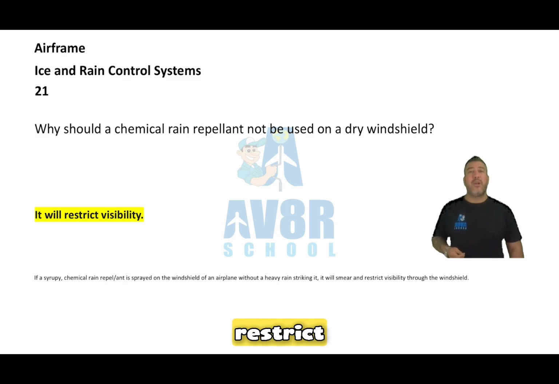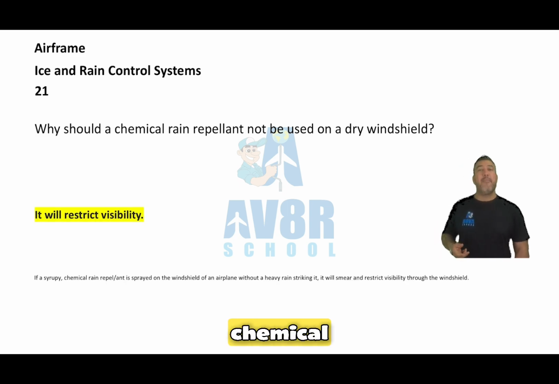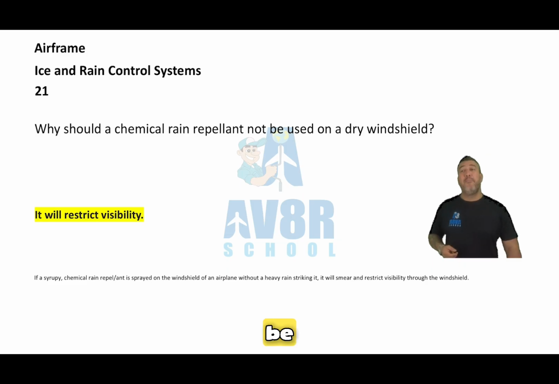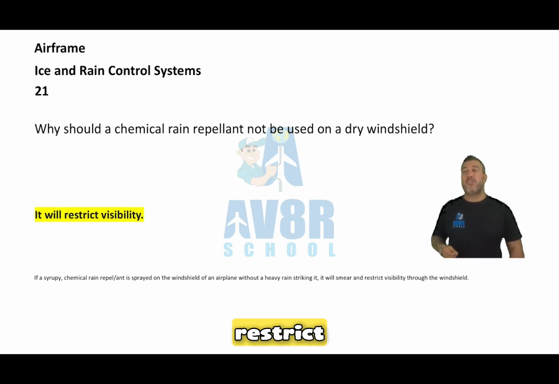Number 21, it will restrict visibility. So why should a chemical rain repellent not be used on a dry windshield? Because it will restrict visibility.